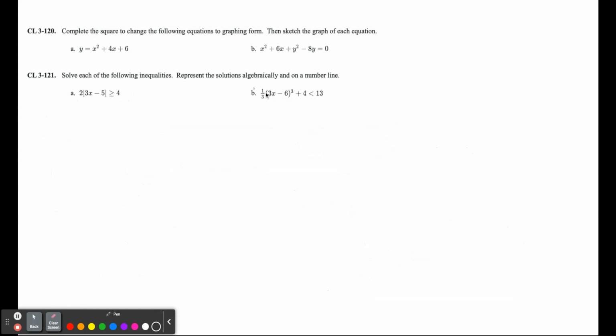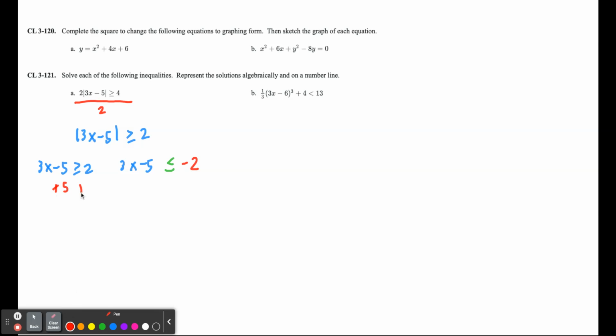Okay, so it says solve each of the following inequalities. So this one's a linear inequality that's absolute value. So you first need to isolate the absolute value. So divide by 2, and then you get 3x minus 5 is greater than or equal to 2. And then you make your two inequalities. So 3x minus 5 is greater than or equal to 2. And then 3x minus 5, and then you flip the sign because you need to make it negative 2. And then you solve each of those.